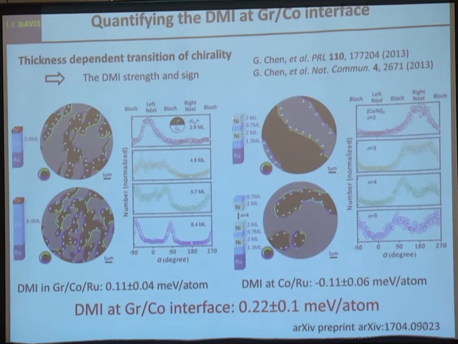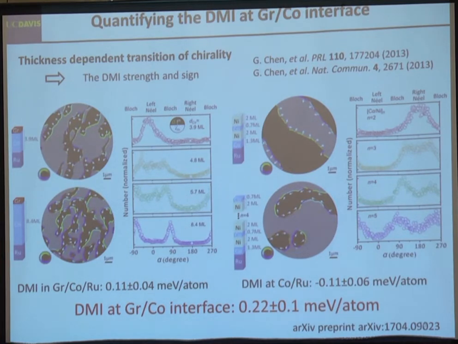And we also do the nickel cobalt multilayer, because if you only put the cobalt in here, the Néel wall can essentially only survive for 2 nanometers of cobalt. So we use the nickel to help extend the Néel wall into thicker films, so that we can cover the transition from right-handed Néel with similar strain towards a chiral Bloch. So with this transition, it allows us to determine the DMI in graphene cobalt, which is 0.11 millielectronvolt per atom, whereas the DMI of cobalt nickel interface is negative 0.11 millielectronvolt per atom.